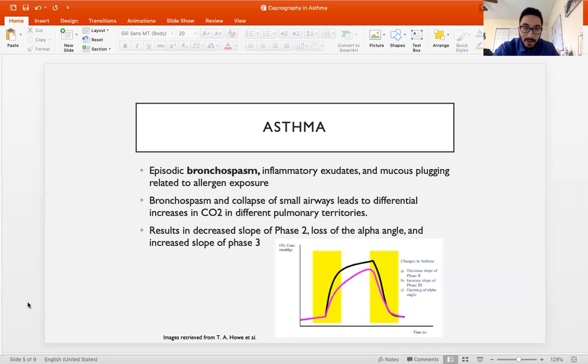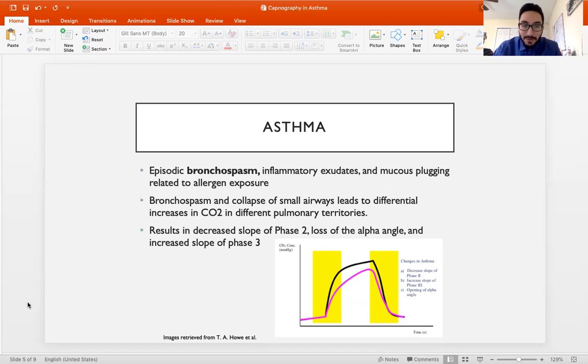So let's talk a little bit about asthma, right? What is asthma? It's an episodic bronchospasm with inflammatory infiltrates and mucus plugging, and it's related to allergen exposure. Now, bronchospasm and collapse of small airways leads to differential increases in CO2 in different pulmonary territories, right? So what does that mean?